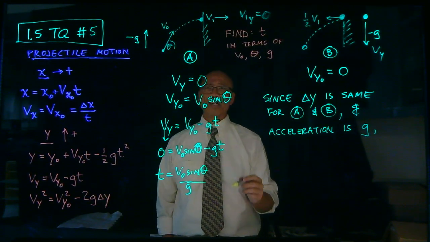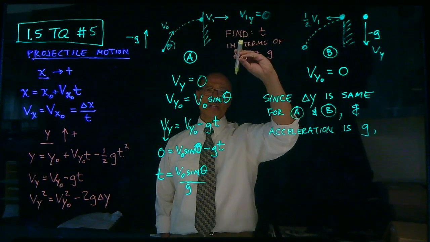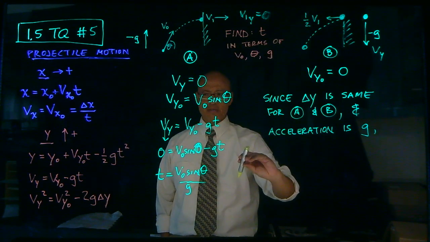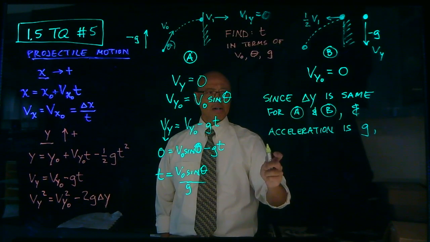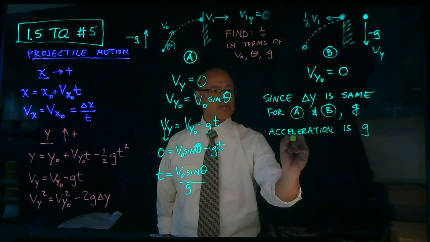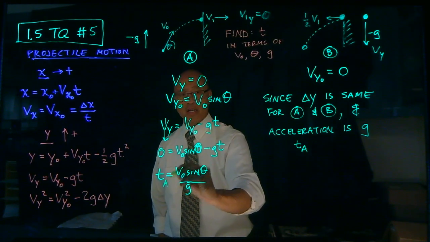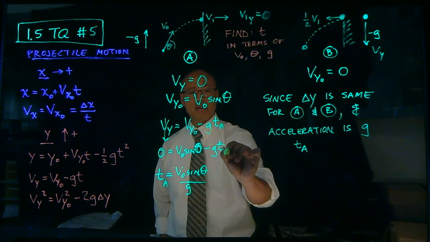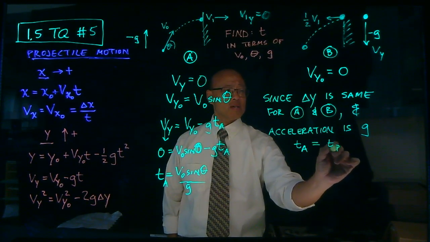then the time it takes for me to go up and hit 0 velocity is the same amount of time it takes for me to go down and hit 0 velocity, right? I'm just going to say TA. I'll label this now as A. That time is just going to be equal to TB.